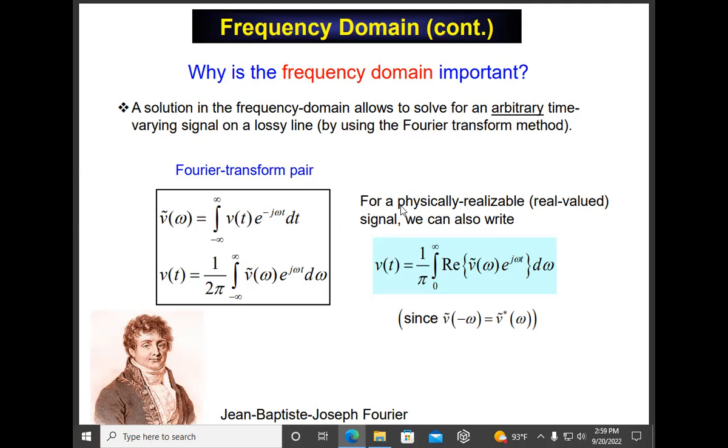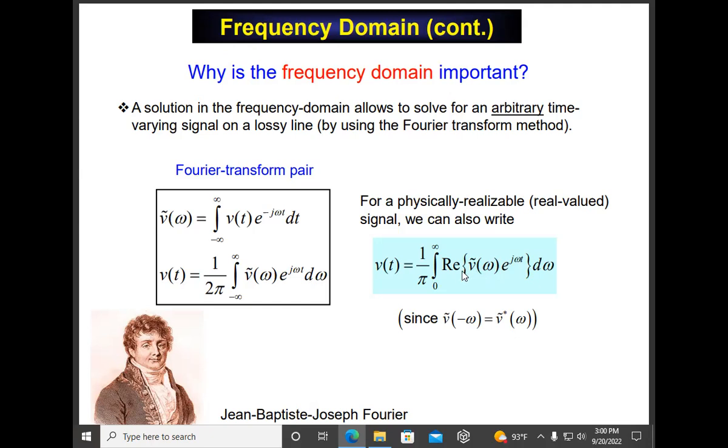Now, it turns out that for a physically realizable, in other words, real valued signal, and remember, in the time domain, voltage is a real function, it's not complex, then you can take this equation and use the property that the Fourier transform at negative frequencies is equal to the conjugate of the transform at positive frequencies. I won't take the time to prove it, but if you look at this definition of transform, it's not too hard to prove, taking the conjugate of both sides. But anyway, if you use that property, then you can show that this form of the inverse transform is equivalent to this form, which is nice.